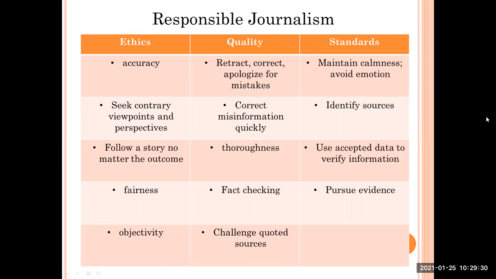And this chart just shows us the hallmarks of respectable and responsible journalism and credible news. And so as you take a moment to look through this, when you're distinguishing whether or not what you're looking at is coming from a credible news source, is it also hitting on these different ethics, quality, and standards of responsible journalism?